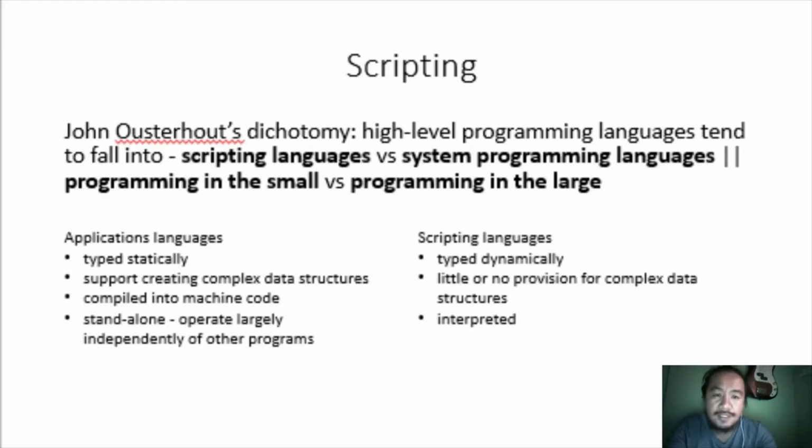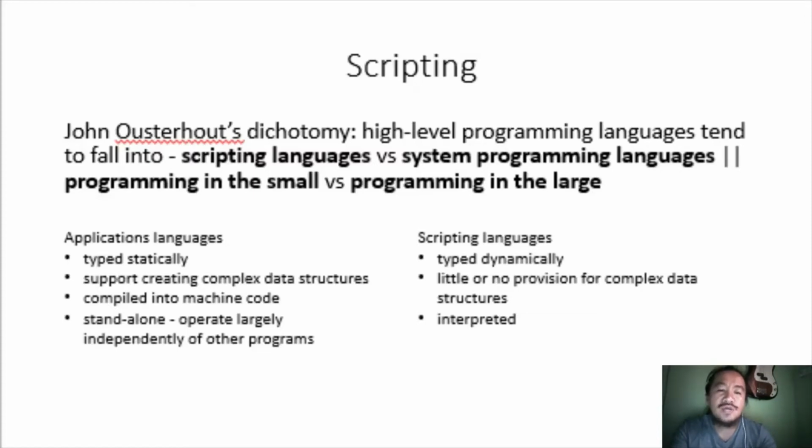So we start by looking at John Ousterhout's dichotomy. John Ousterhout's dichotomy states that high-level programming languages tend to fall into either scripting languages or system programming languages. This is also synonymous to programming in the small, which can be mapped to the use of scripting languages, versus programming in the large, which is mapped to applications or systems programming.